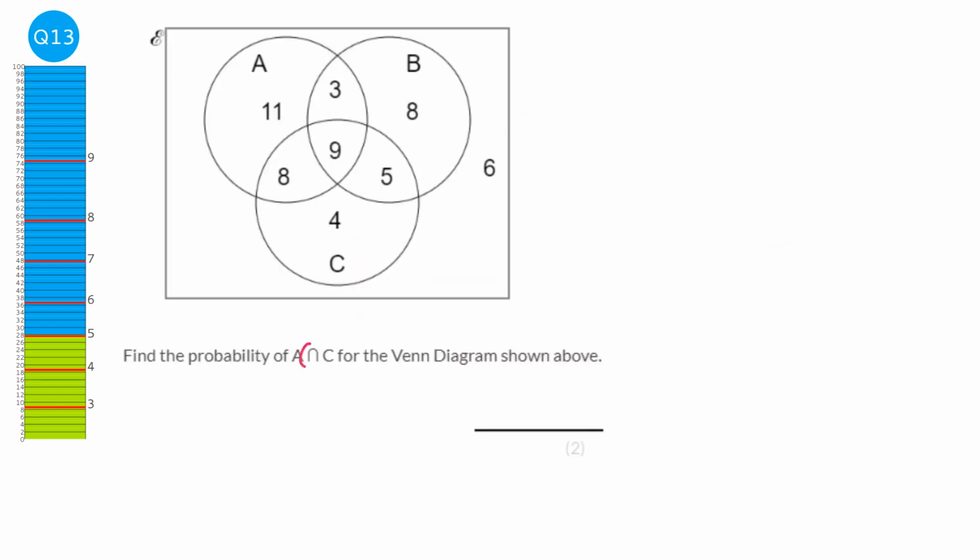So the symbol here basically means and. The way I remember it is if you draw that symbol and just put a line through it, you can make the word and. So we're looking at the probability of getting something that is in A and C. So the only ones that are in A and C are this 8 and this 9 here. So we're going to just add the 8 and the 9 together, which gives us 17.